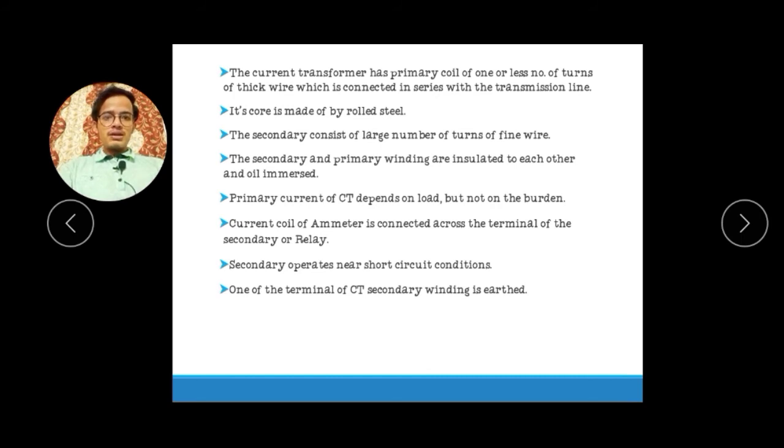The primary current of the CT depends upon the load, not on the burden of the CT. That means the primary current which will be flowing through the CT will not be dependent on whatever is connected to the secondary of the CT. It will be dependent on the load. The current coil of the ammeter is connected across the terminals of the secondary, and the secondary operates near to the short circuit condition. One of the terminals of the CT is earthed.